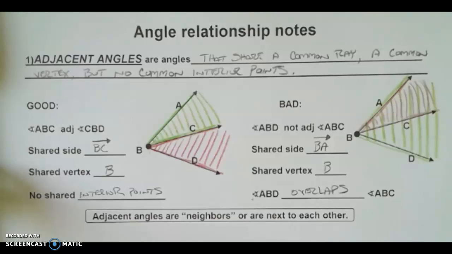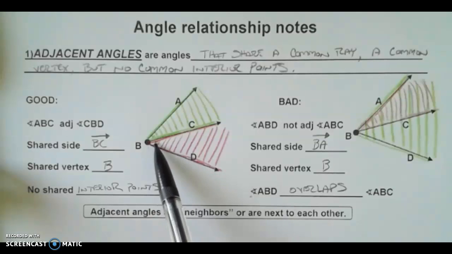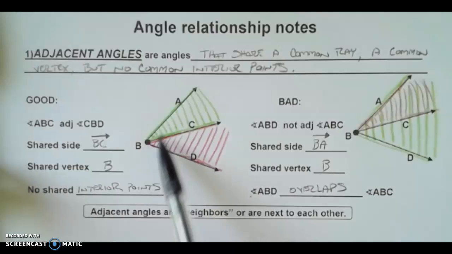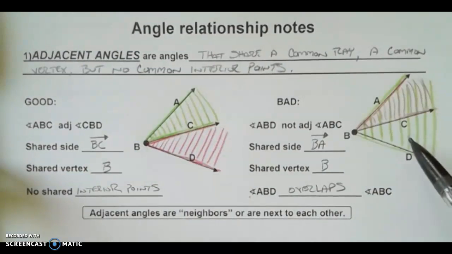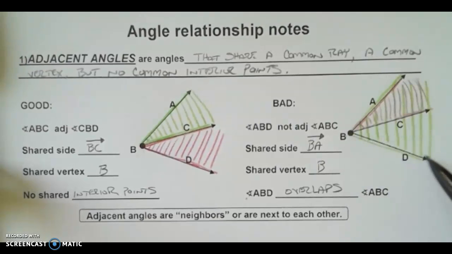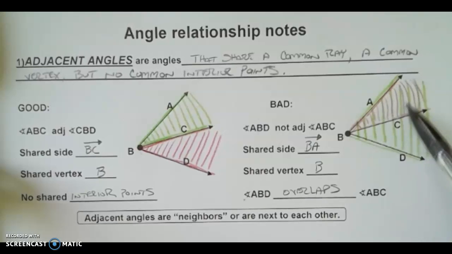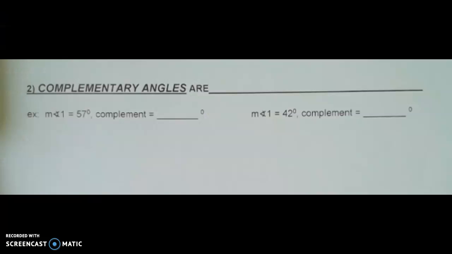The best way to think about adjacent angles are neighbors, or they're next door to each other. Like in this picture right here. This is the fence that splits the two properties. The neighbors share the fence, but their lawns are completely separate from each other. But over here, angle ABD overtakes angle ABC. Angle ABC is completely inside of this angle, so they are not adjacent to each other.